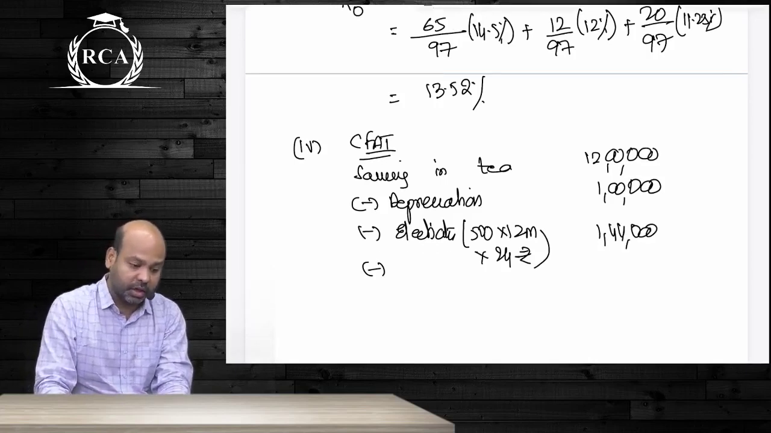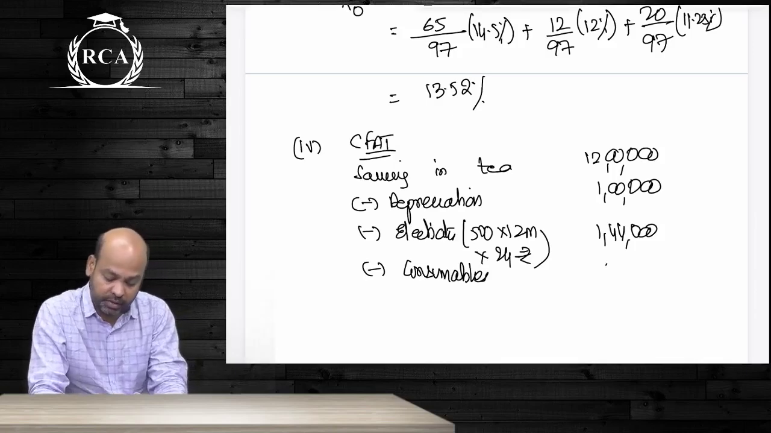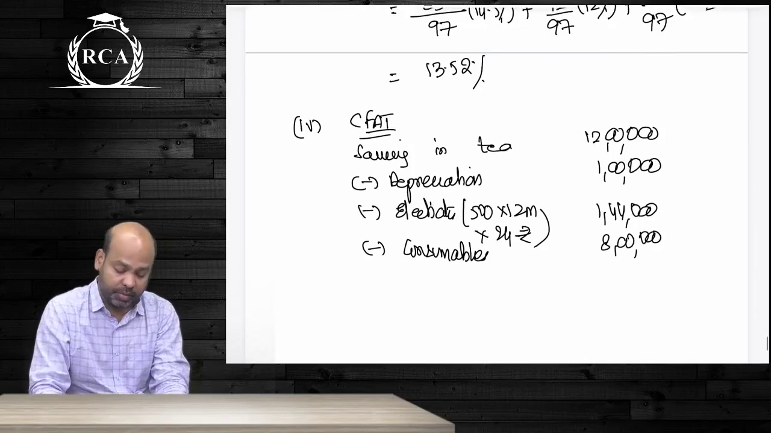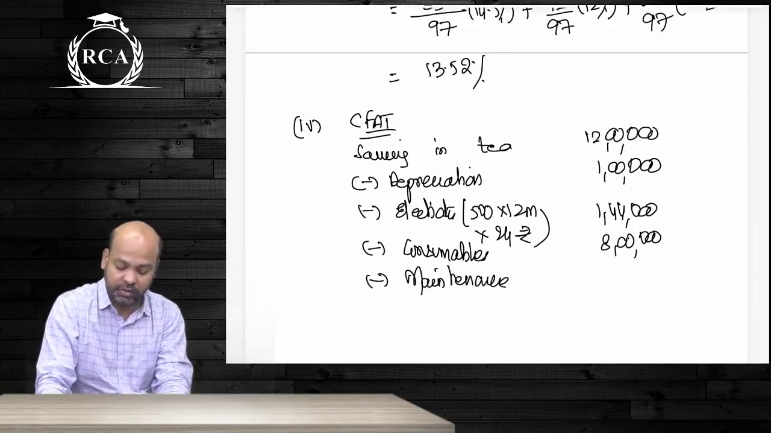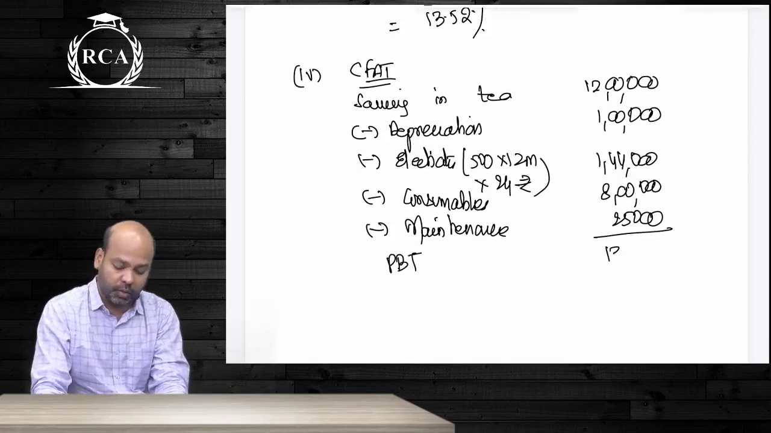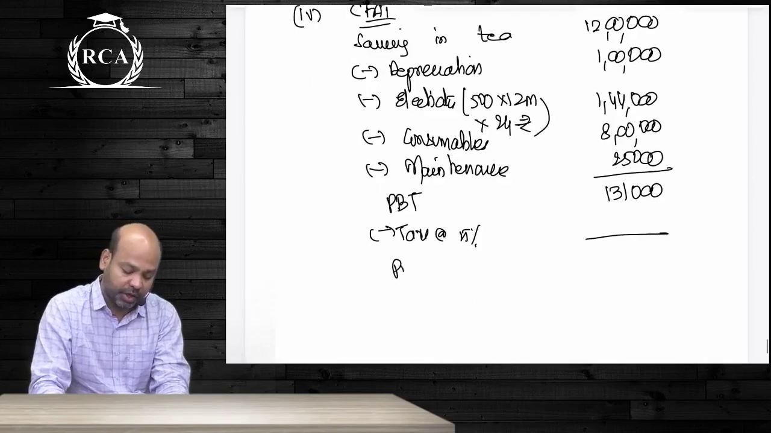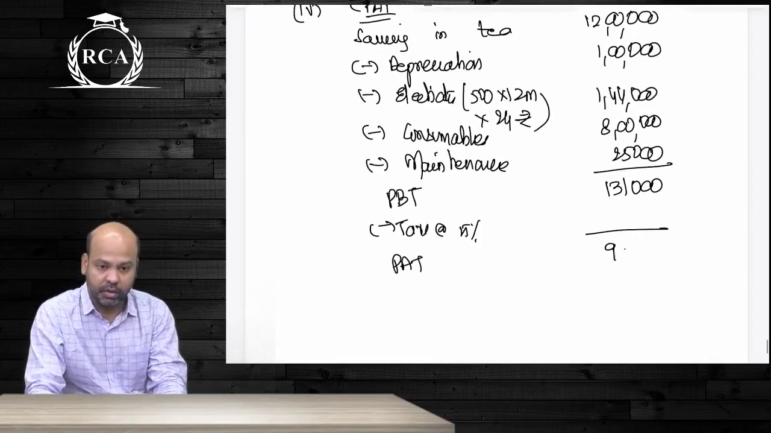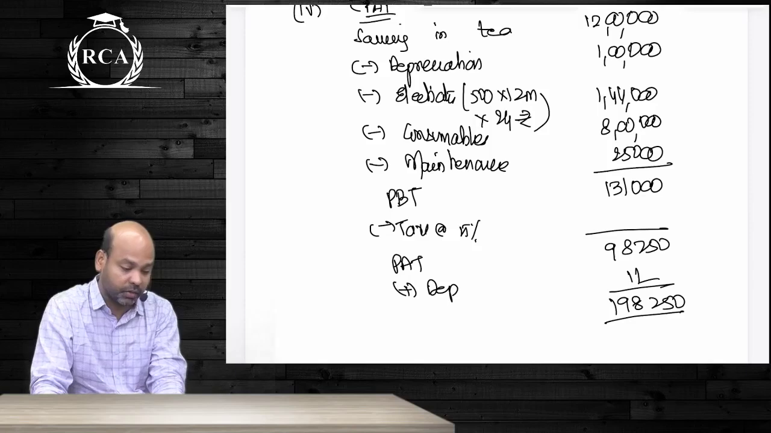After that, other consumables are already given in the question. How much is that? 8 lakhs. Maintenance cost of the equipment is 25,000. All of this will give us profit before tax. How much is profit before tax? 1,31,000, on which we will have to pay taxes at the rate of 25%. How much will be your profit after tax? 98,000. To this you will add back depreciation of 1 lakh, and the cash flow after tax is 1,98,250.